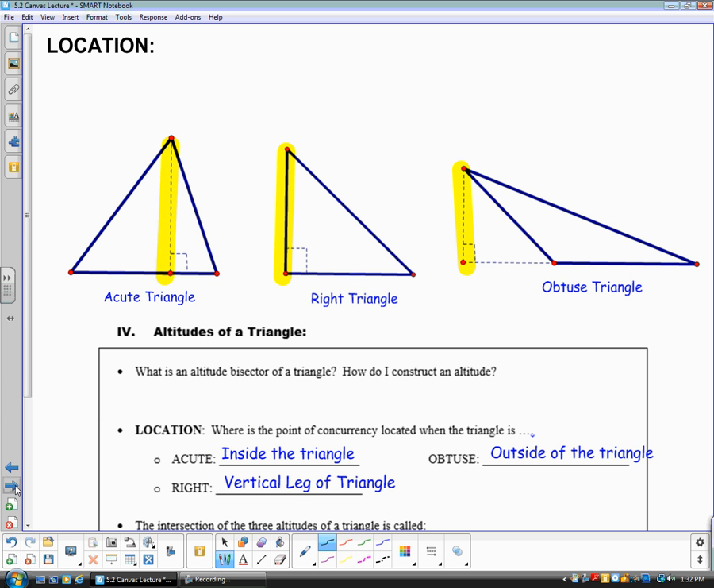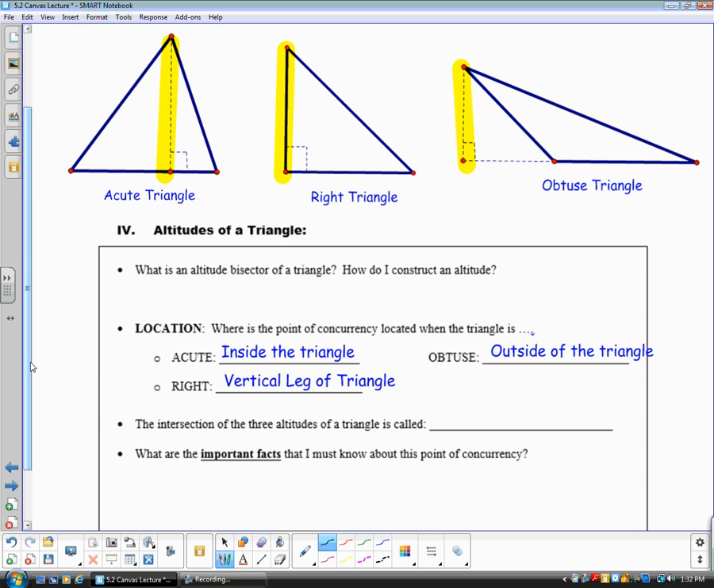So where's the location? If you were to have an acute triangle, no matter what kind of acute triangle you drew, that altitude is going to be inside the triangle somewhere. As long as it goes to the vertex of the triangle, it does not have to go through the midpoint. So it has to go through the opposite side somewhere.